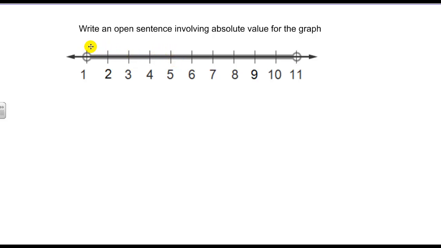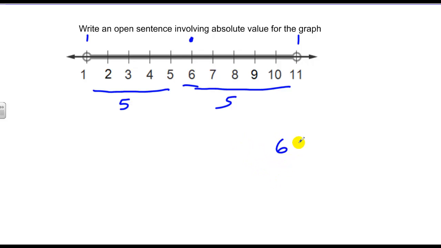If you remember before, we took a look at, well, where is the middle of this graph that we see? Well, if we start here and end here, we notice we have a total of 10 spaces between. So if we go right here, that's the middle. That's 6. And then on either side of 6, we have a total of 5. So this is very much like taking the middle value of 6, adding or subtracting 5 to that, and then saying we've got an absolute value, in essence.